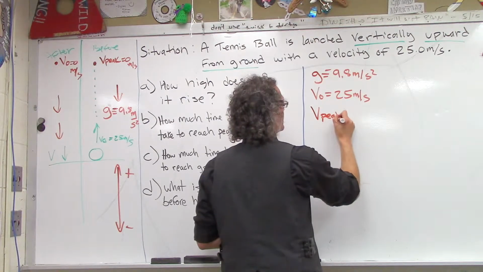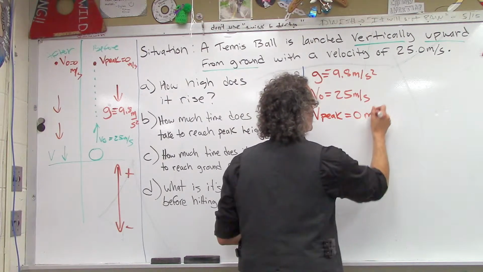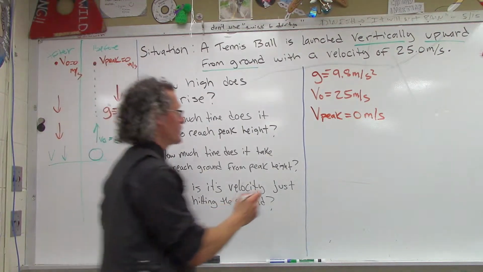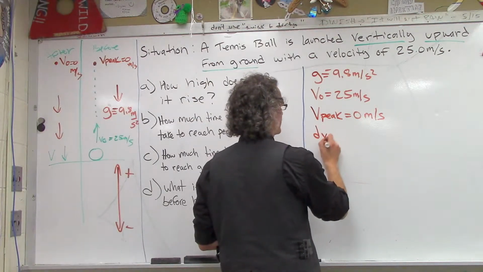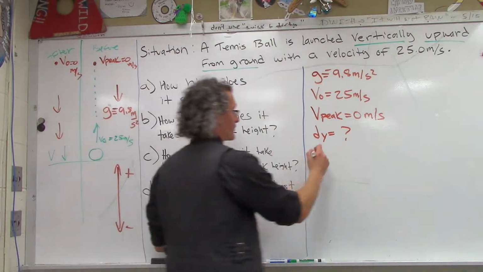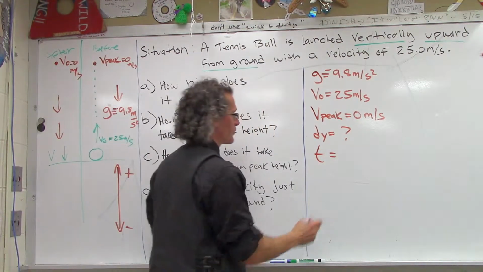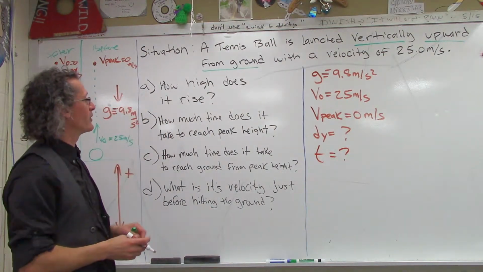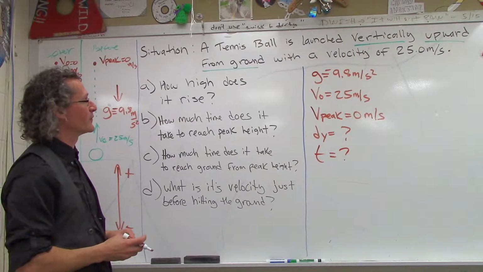So v peak is 0 meters per second. Okay. And we don't know the height, which I'll call dy. And we don't know the time. But I'm sure we can find some equations to help us out. Well, let's just go with how high does it rise, all right?